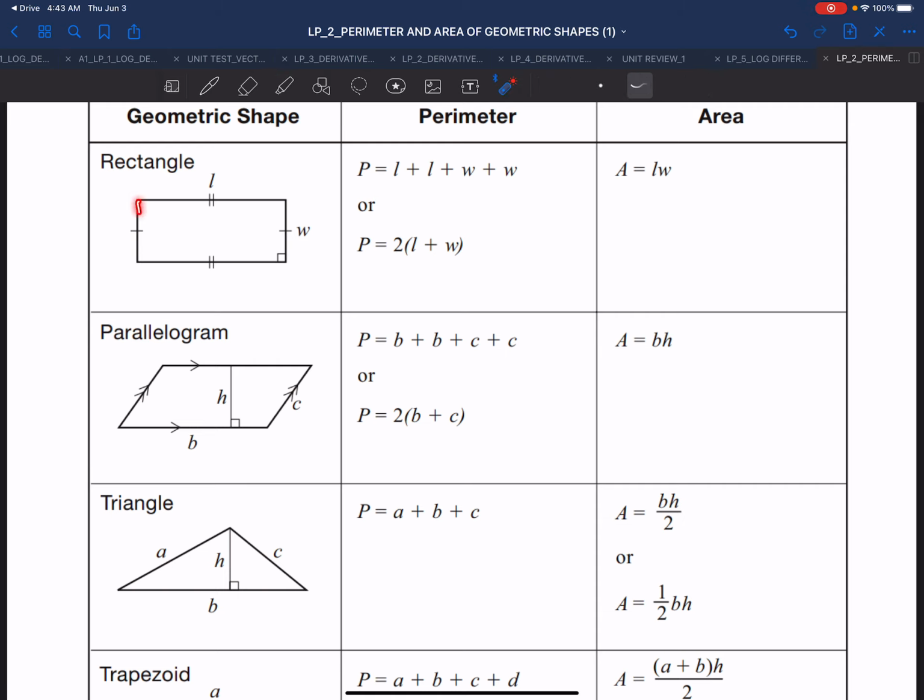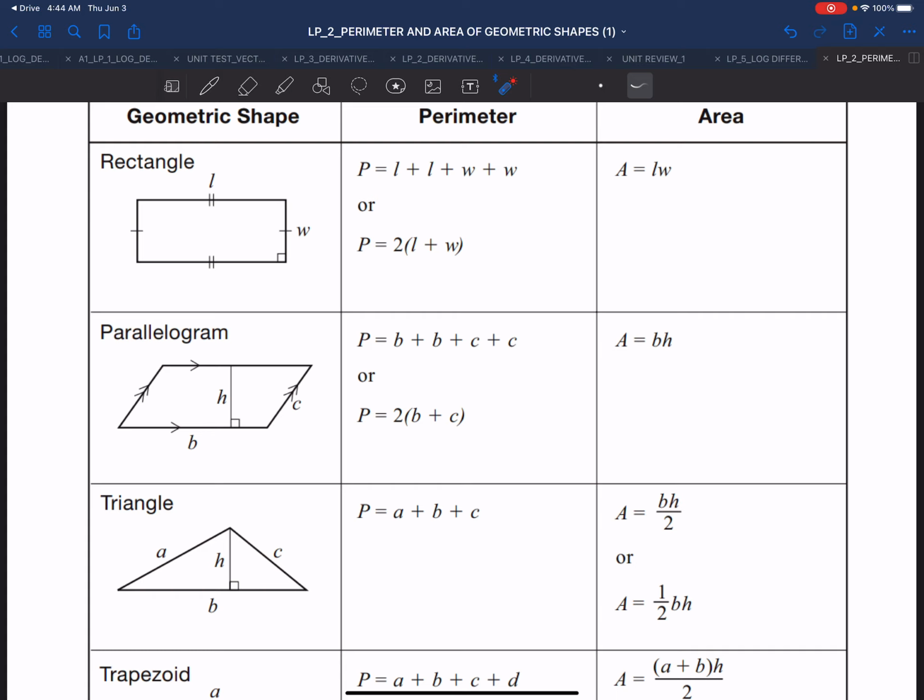A rectangle has four sides, two sets of parallel and in the meantime equal sides, and a 90-degree angle. The perimeter of it is the two lengths, L plus L, and the two widths, W plus W. In a simplified form, it is double the length and width. The area of the rectangle is the product of length and width.